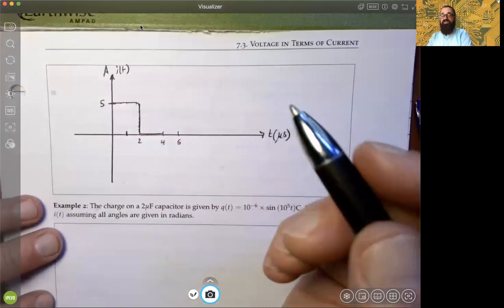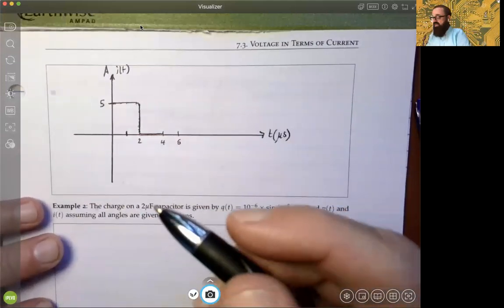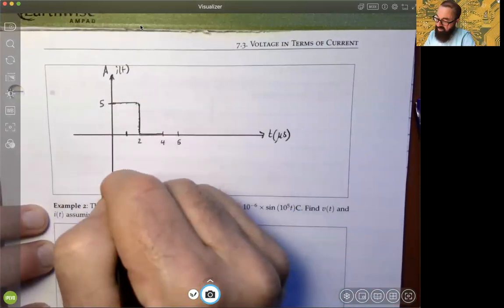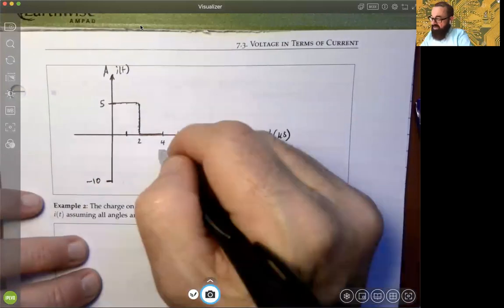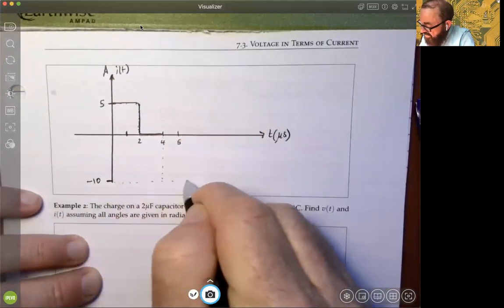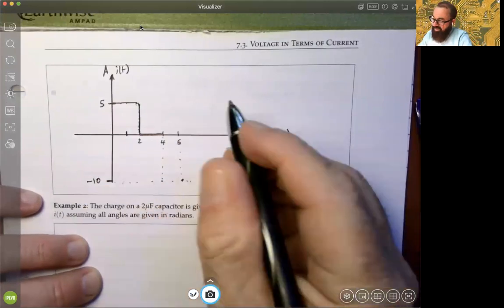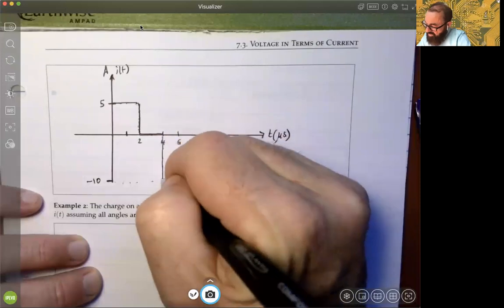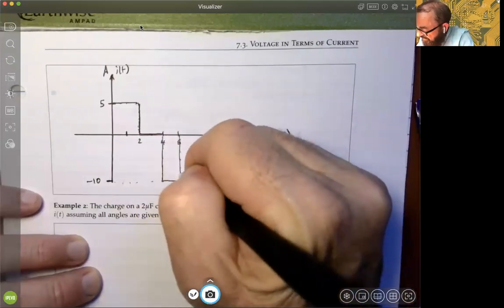And then what happens? Go back to the previous page, we determined it goes negative, twice the negativity of the 5 amps. We'll sketch this down here to make sure we have a fairly accurate graph. So you want to keep your points kind of clear. From 4 microseconds to 5, you've got negative 10 amps. There we go.